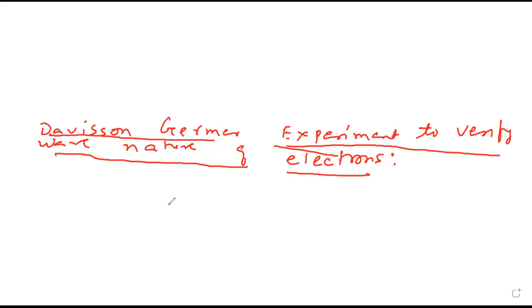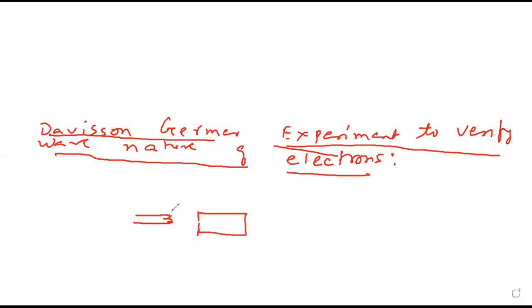मतलब पहला मुझे इलेक्ट्रॉन चाहिए. Who can give the electron? The cathode, which is heated by a filament, can emit the electron. So it consists of a filament, which when heated will emit the electron. So this filament-heated cathode we have will emit the electron.